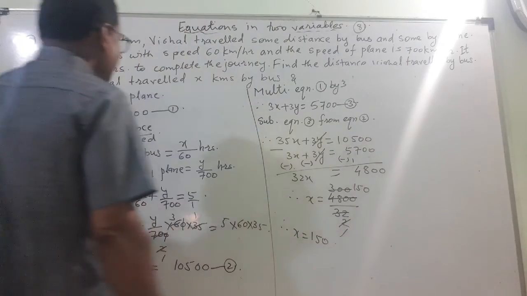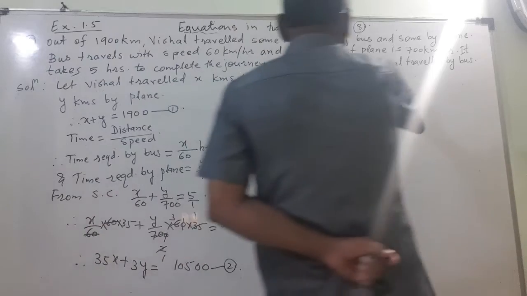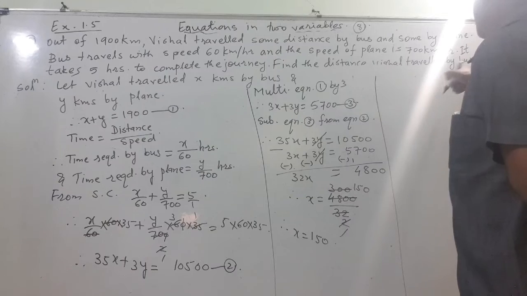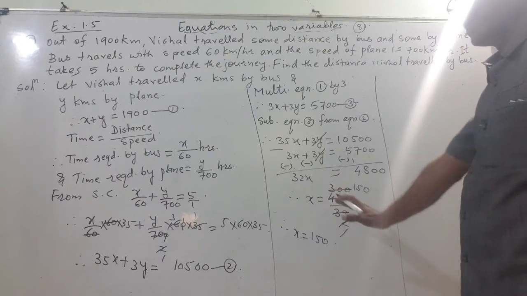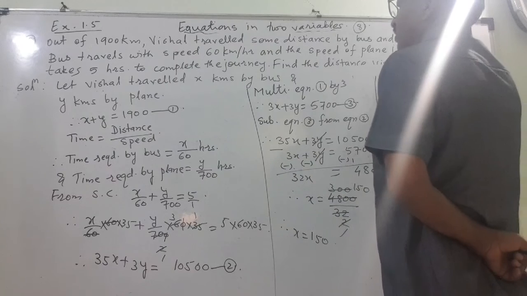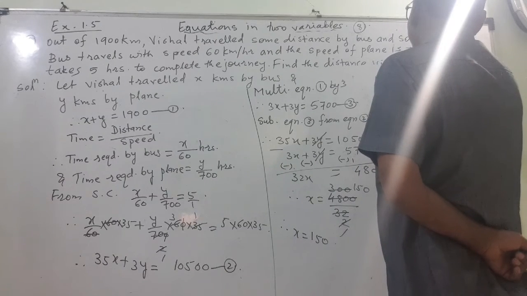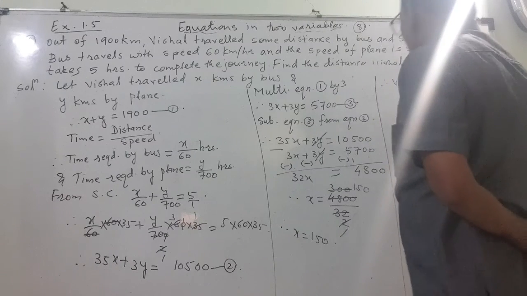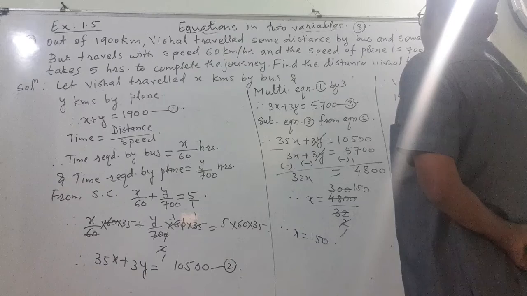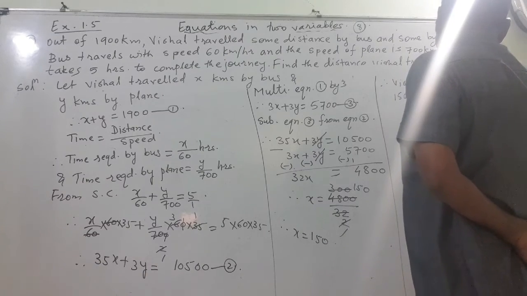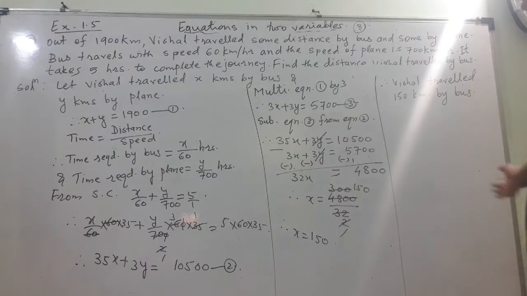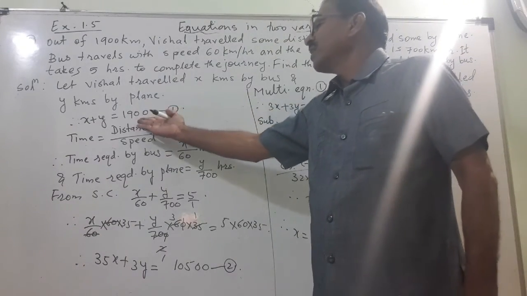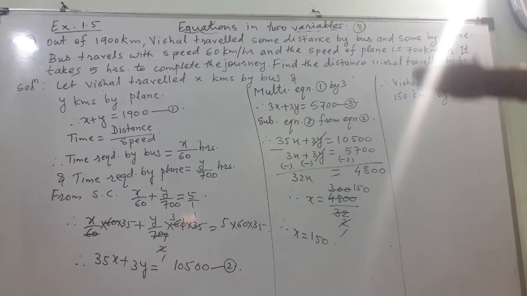What is x? The distance traveled by bus. Find the distance we shall travel by bus. This was only needed. So our answer is 150 kilometers by bus. If they ask you by plane, then you will find the value of y. Put it here, and the remaining will be, I think, 1750.